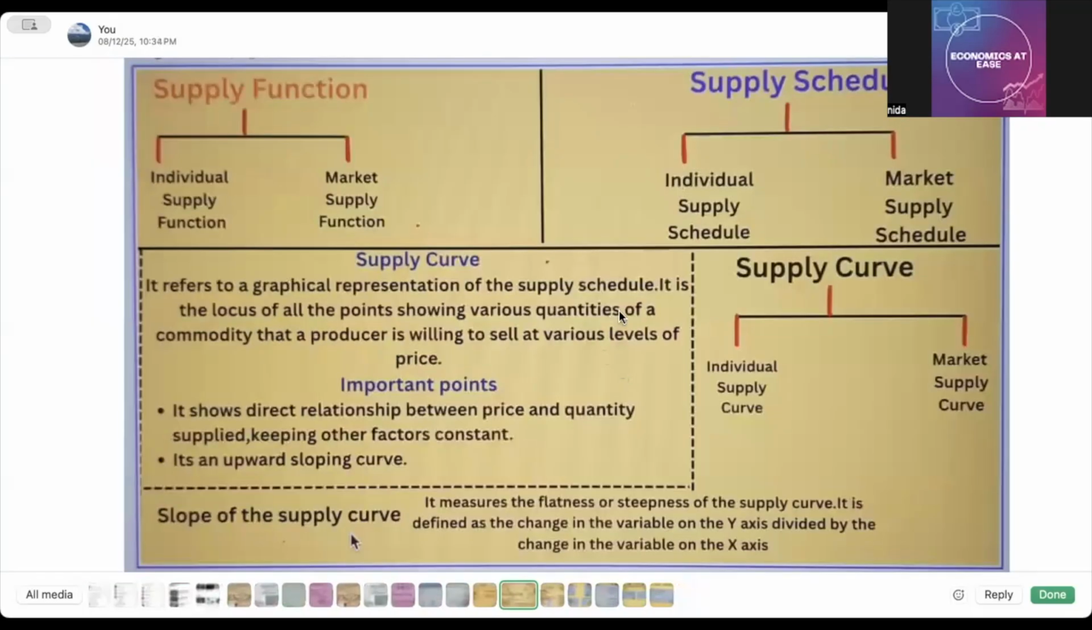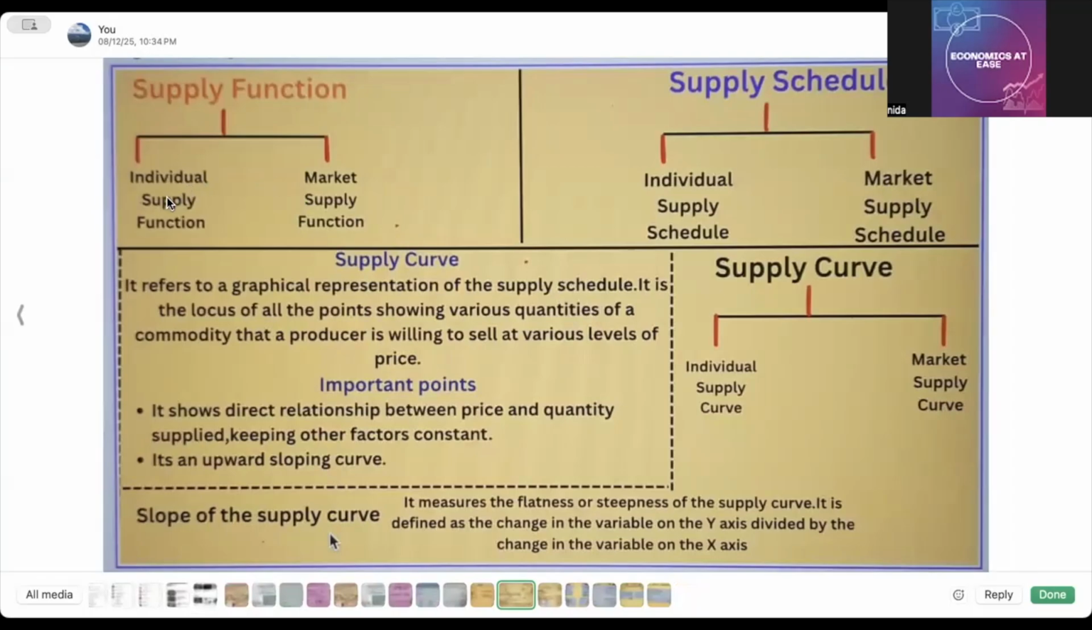In the next slide we can see that a supply function is of two types, like the demand: individual supply function and market supply function. And the supply schedule, that is in table form: individual supply schedule and market supply schedule. Then what is the supply curve? It refers to a graphical representation of the supply schedule. It is the locus of all the points showing various quantities of a commodity that the producer is willing to sell at various levels of price.